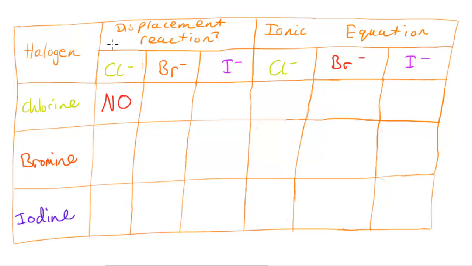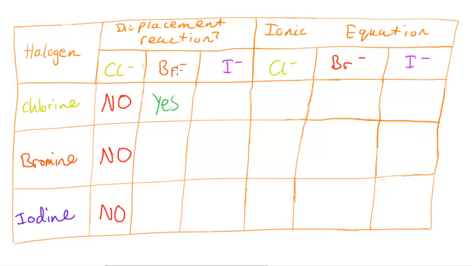Is bromine going to displace chloride ions? No, bromine has less of an oxidizing ability. It's a less strong oxidizing agent than the chlorine. So no. Is iodine going to displace it? No, for the same reason as bromine. Is chlorine going to displace bromide ions? Now, chlorine has a greater oxidizing ability, so the answer is yes. It is going to displace bromide ions.